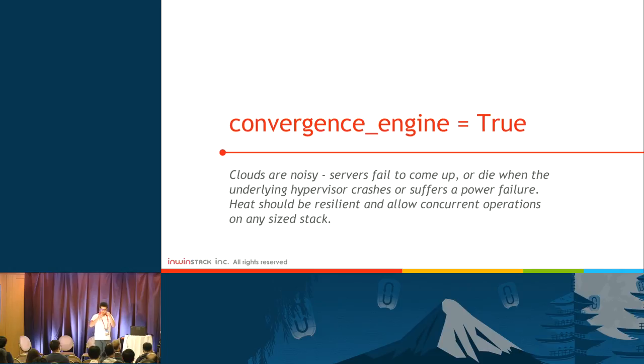So we are talking about convergence here. Now convergence is a very fascinating idea. It really came from users. Convergence exists because clouds are noisy. Every convergence document starts with this line: clouds are noisy. But the cloud is noisy because you have a lot of servers going up and down, maybe by power failure or some other reason.